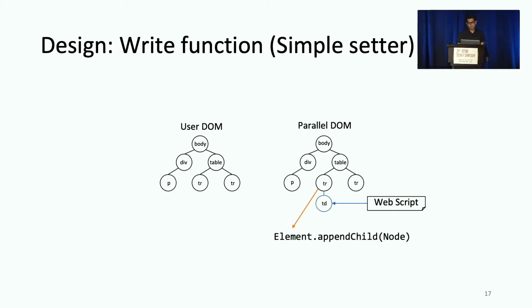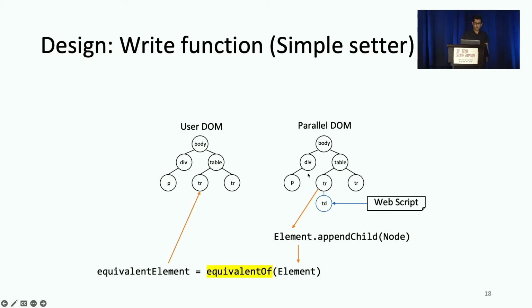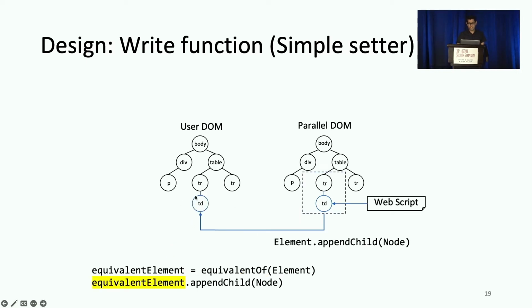The second category of functions are the write functions, those functions that make a change in the DOM. If a website wants to add a new element to the page or do modifications like that, we have to apply this modification on both DOMs. So first I execute that function on the parallel DOM, and then we find the equivalent one on the user DOM to run the same thing there as well. So we will have the same modification on both DOMs. This was the second category.